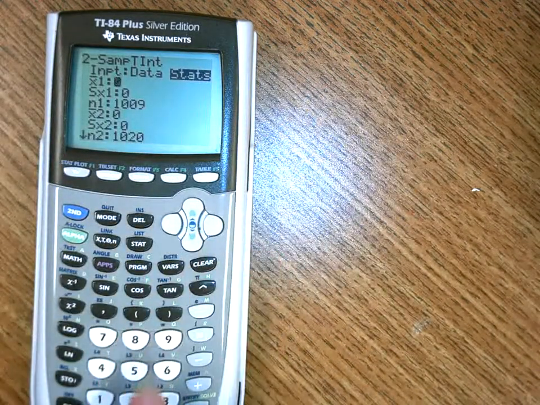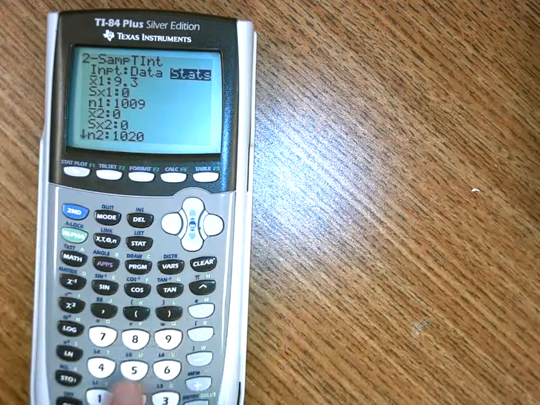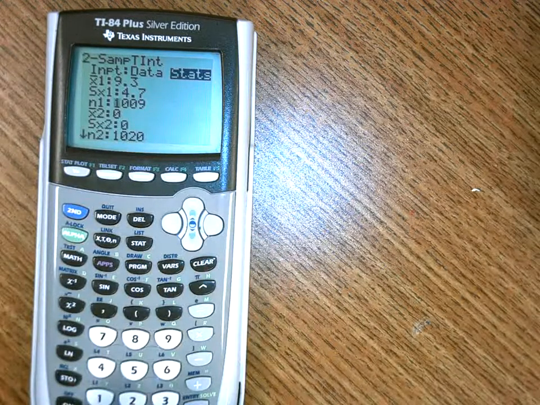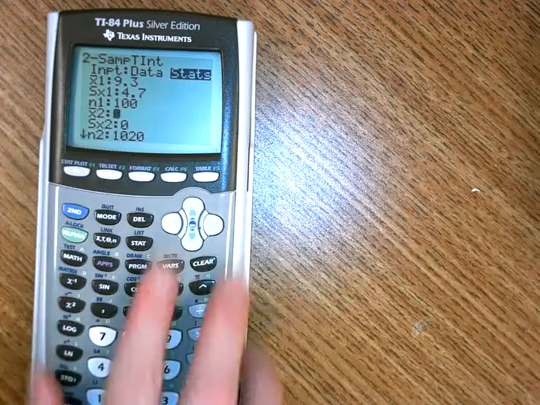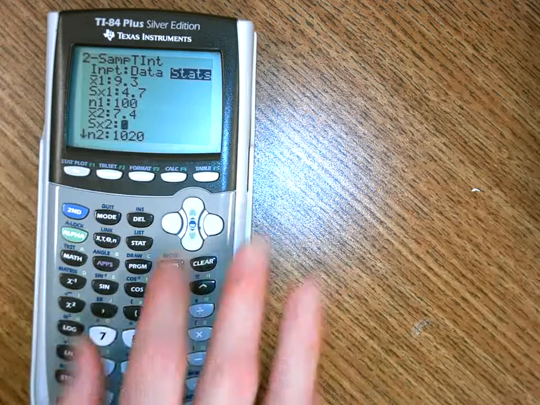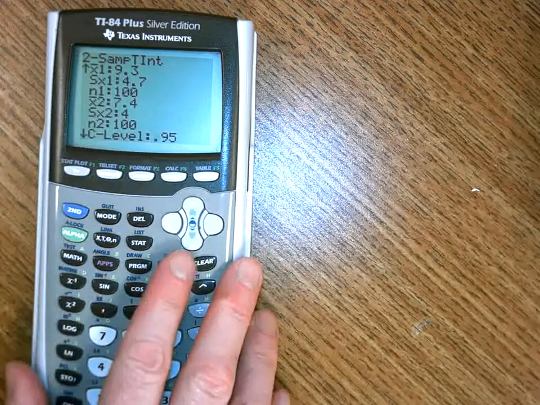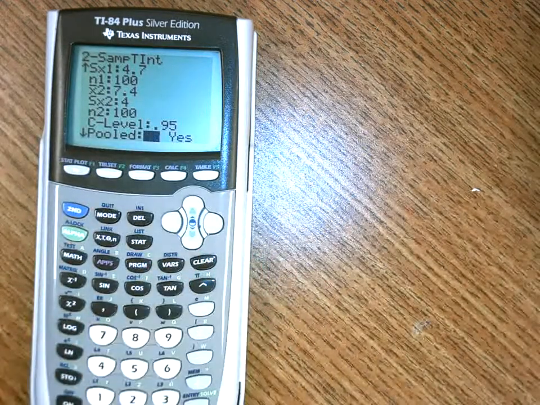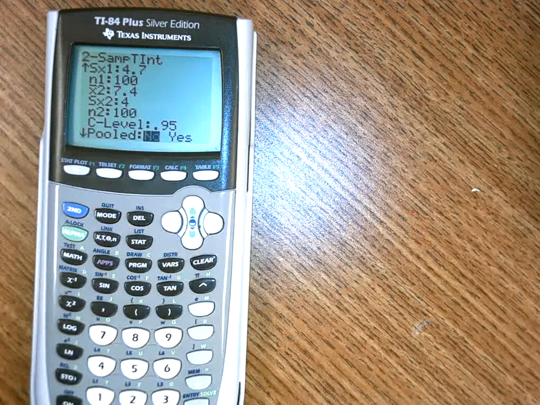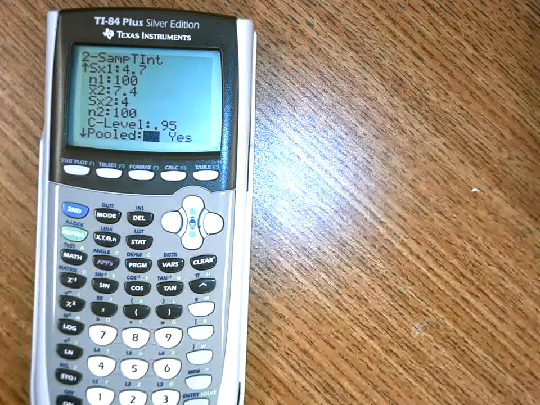I've got statistics. 9.3 was my first, 4.7. Sample size. Oh no, I needed that. 100. The current was 7.4. Standard deviation was 4. Sample size 100. C-level 0.95. Pool. Oh, we didn't talk about the pool yet. It's going to ask you, do you want to pool? Remember our p-hat combined that we did with the proportions? Well, we're not going to assume that these two groups came from the same population because we don't know the standard deviation of the population.